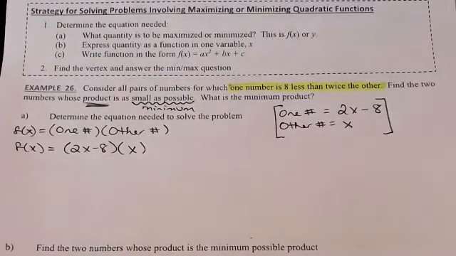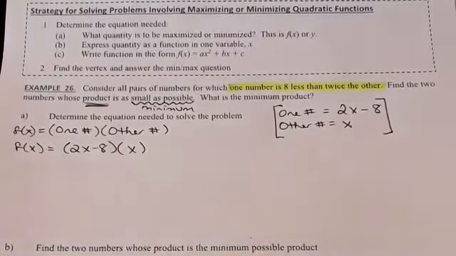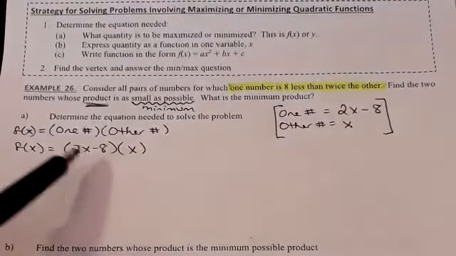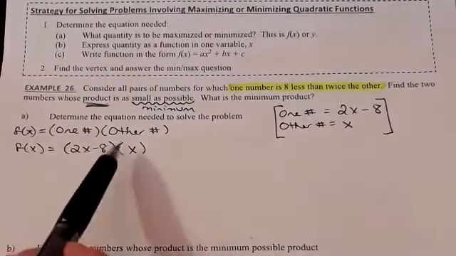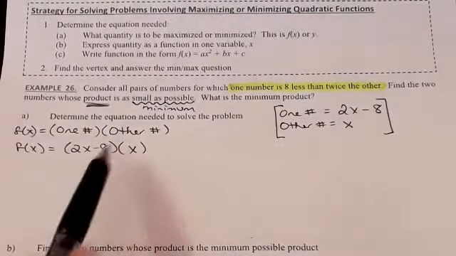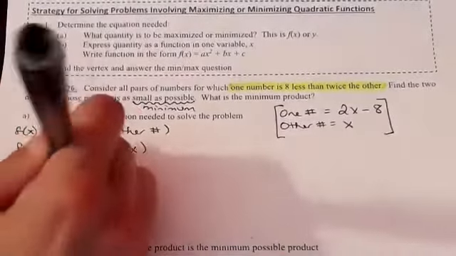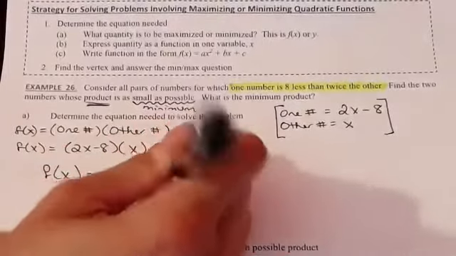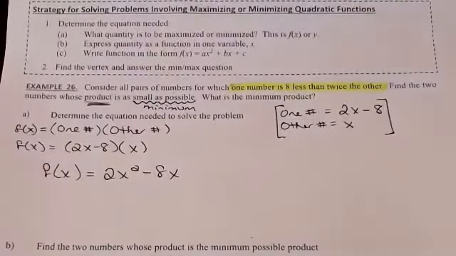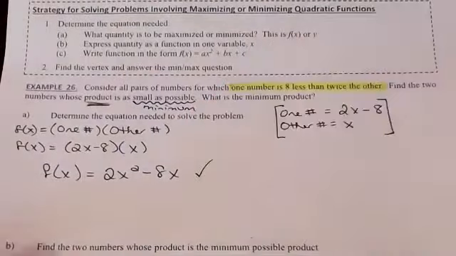We are told to write the function in the form ax squared plus bx plus c. What that implies to us is that we want to distribute so that we have a quadratic function. So if I distribute this x to each of my terms, that means my function is going to be 2x squared minus 8x. Okay, so far so good. This is my equation.